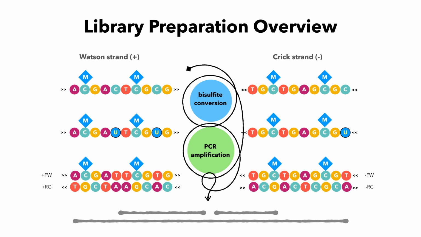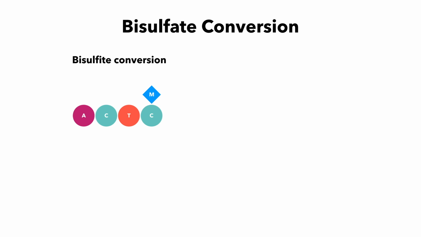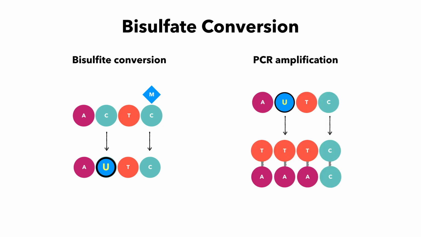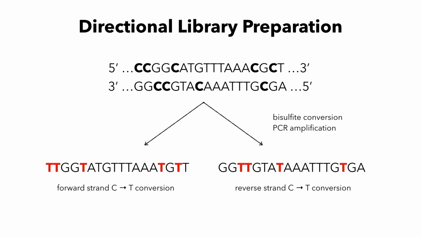For directional library, adapters are designed so that only original positive and original negative strands of DNA are sequenced. In this type of library preparation, the final NGS reads will have unmethylated cytosine converted to thymines, while the methylated cytosines will remain intact. For example, in this short genomic region, all cytosines were converted to thymines after bisulfite treatment and PCR amplification.